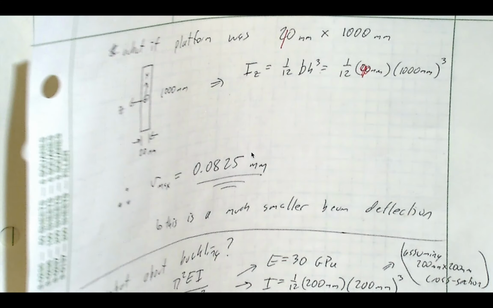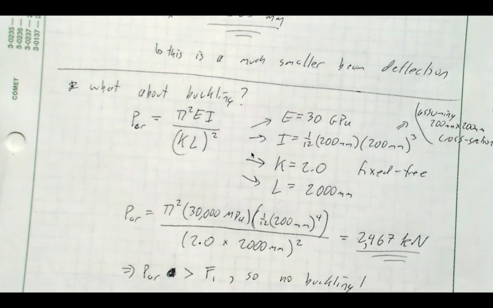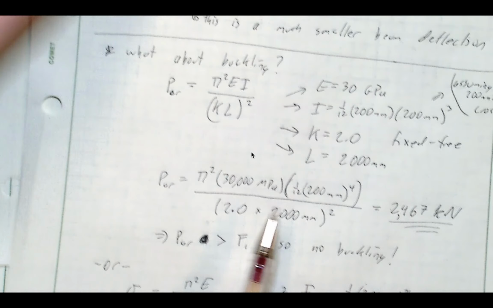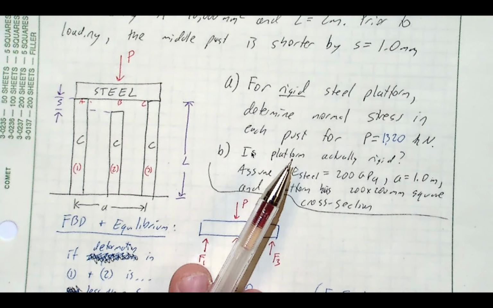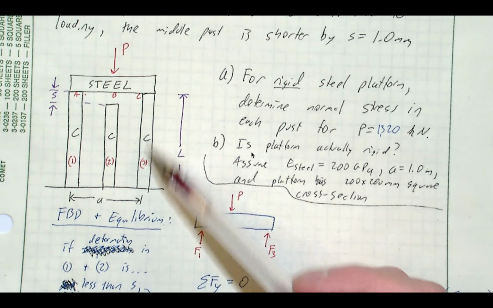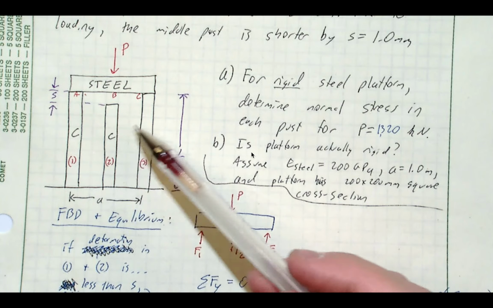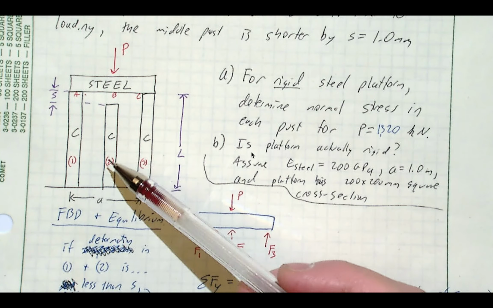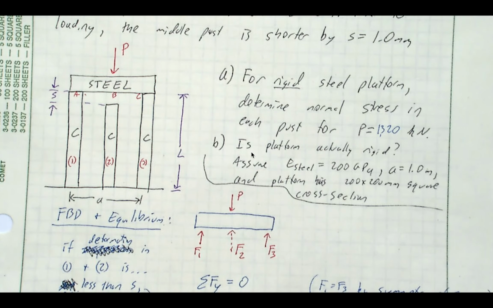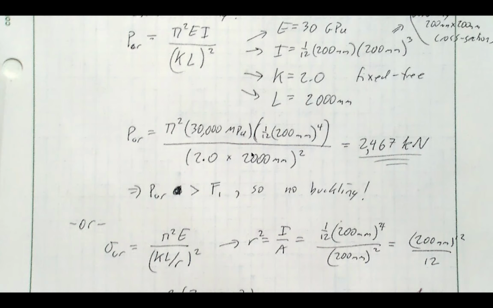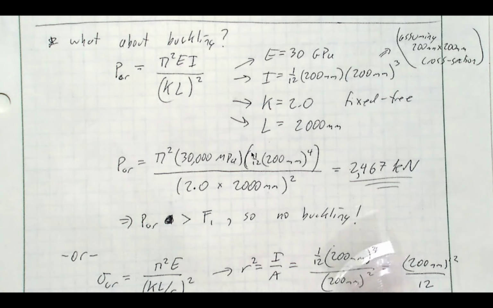Now, what about buckling? If we go back to our original image of the system, we see that we have compressive loads in all 3 posts once the load is applied. Whenever we have compressive loading, we can ask about buckling. Is buckling going to occur? Let's assume now that all the concrete posts are also 200 millimeter square cross sections.